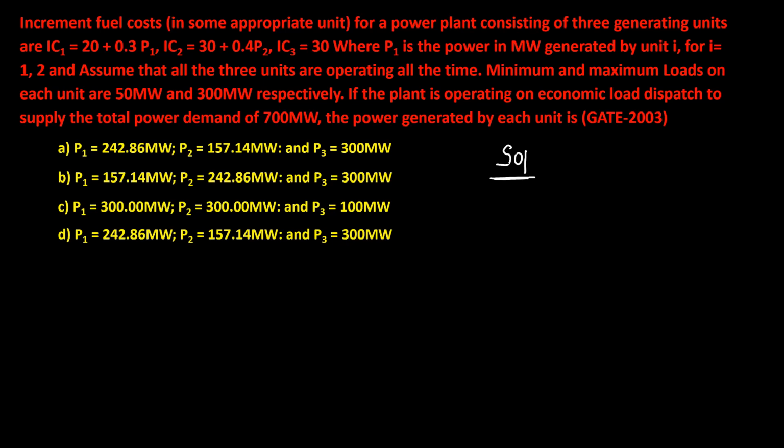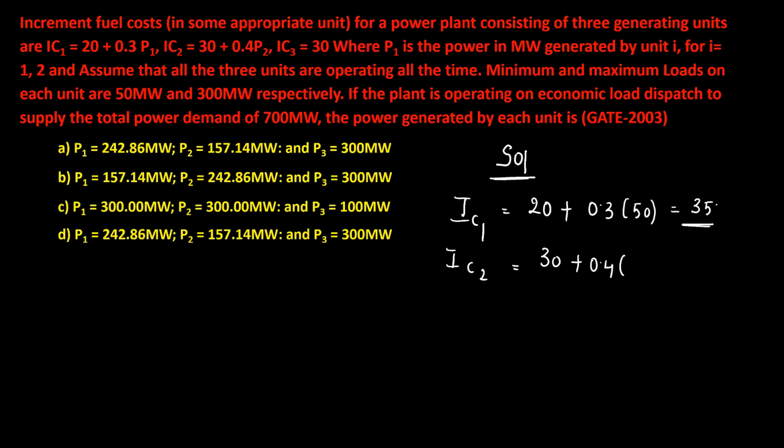50. Let us substitute the incremental cost of one corresponding to 50 megawatt. How much it will become? 20 plus 0.3 into 50. What is the incremental cost here? 20 plus 15, it is 35 rupees. The incremental cost of 2 corresponding to this one is 30 plus 0.4 into 50. It is 50. Whereas the incremental cost of the third unit is how much? 30.